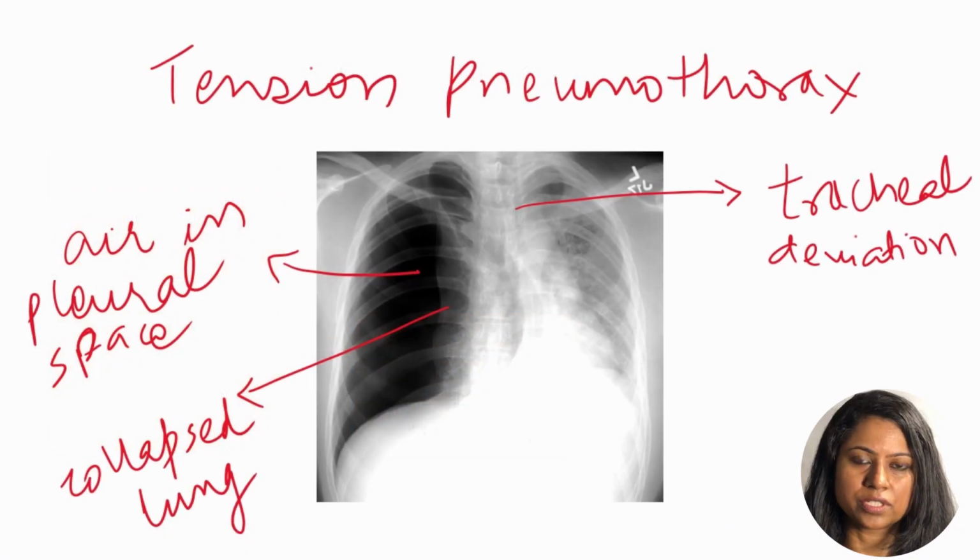The X-ray shows tension pneumothorax on the right. The homogeneous black shadow on the right is due to air in the pleural space. You can see absence of any kind of lung markings in the area of the pneumothorax. Just to the right of the sternal border, you can see the border of the collapsed lung. The X-ray also shows mediastinal shift towards the left, and there is tracheal deviation also towards the left.